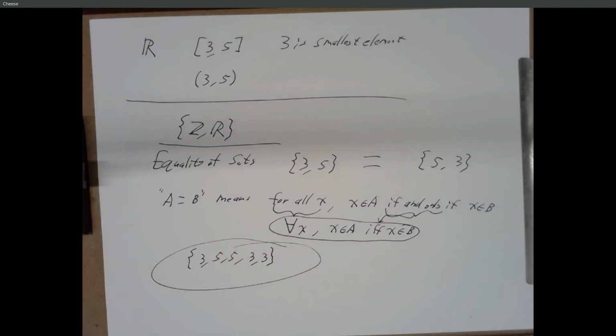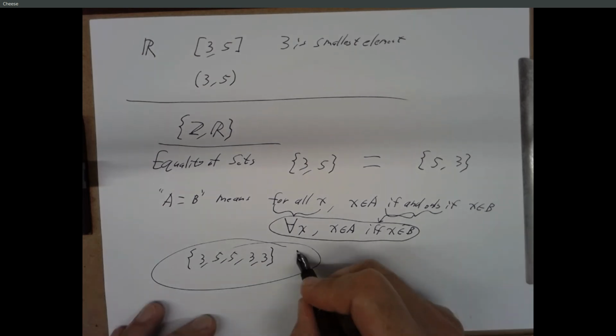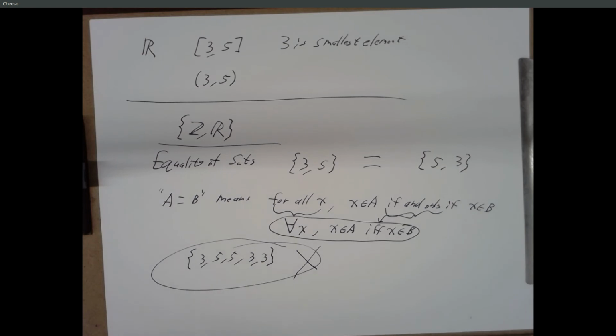What is this thing that I've just written? 3, 5, 5, 3, 3. A set that contains 2 5s and 3 3s? Yeah, it's a set that contains 2 5s and 3 3s. That's not going to be legal for us.